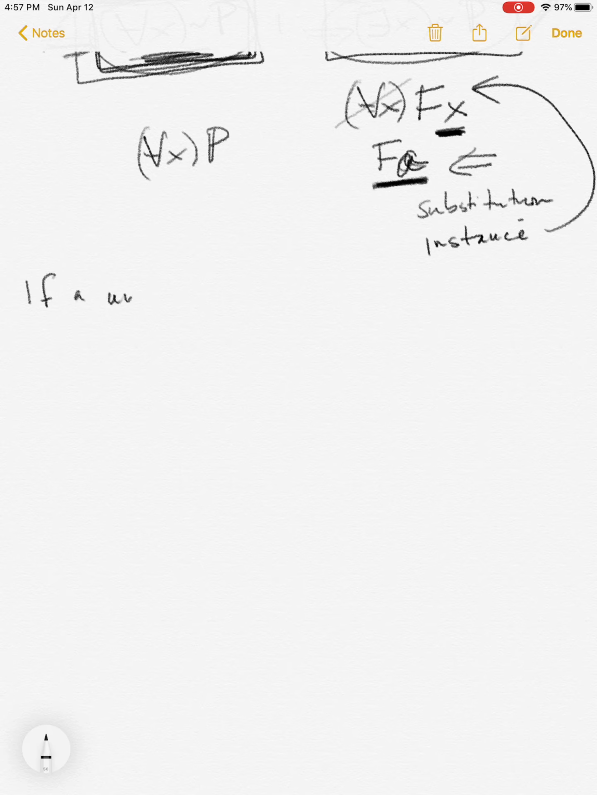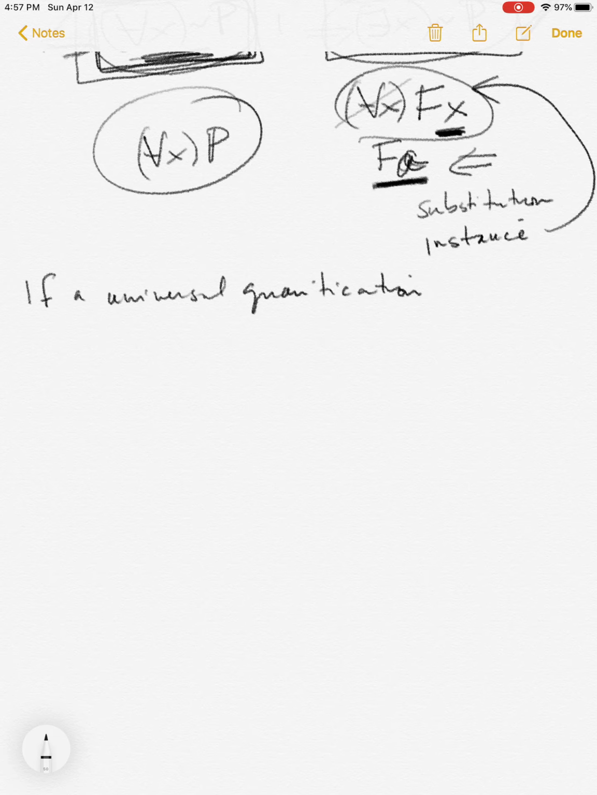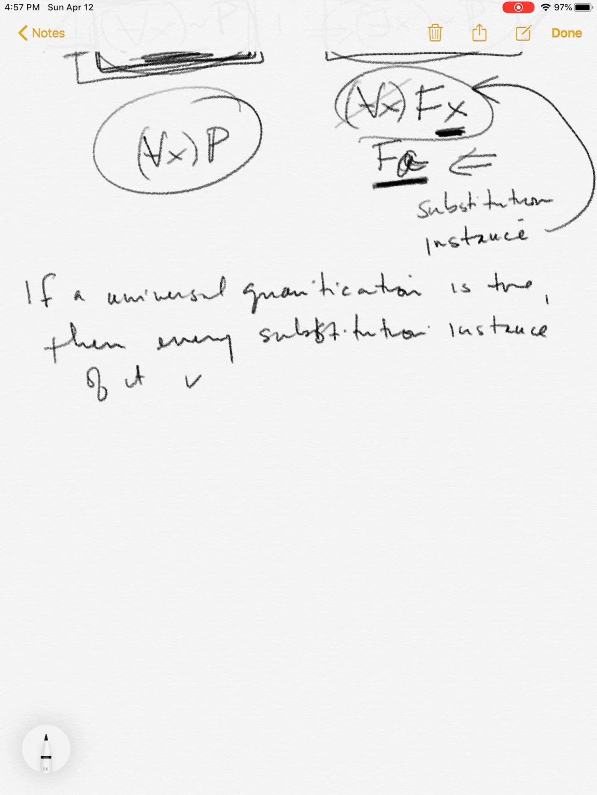So if a universal quantification of the form for all x, whatever, is true, then every single substitution instance of it is true.